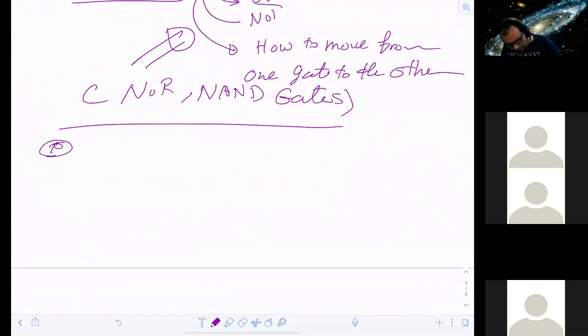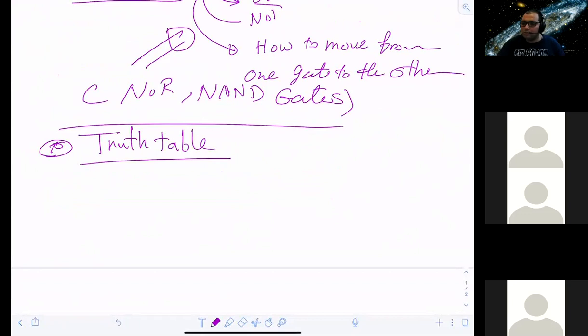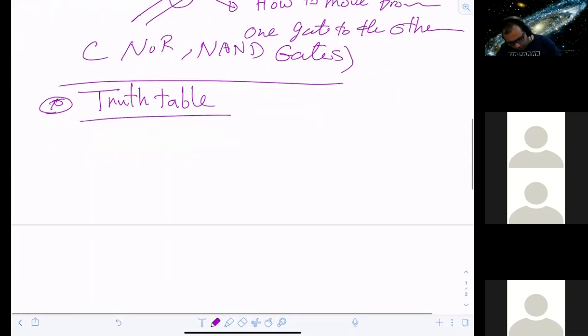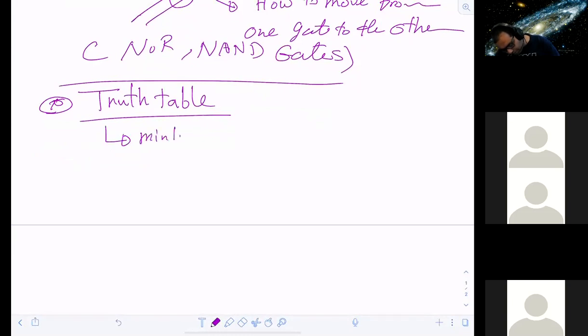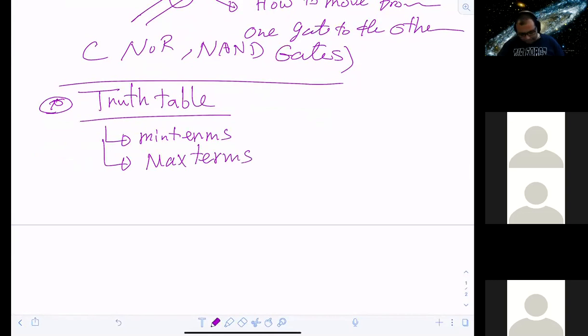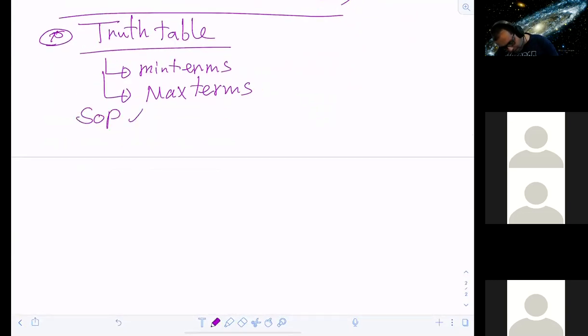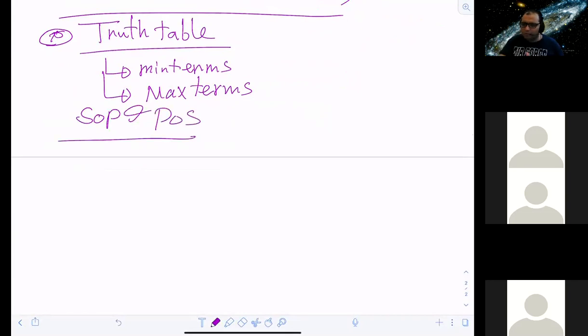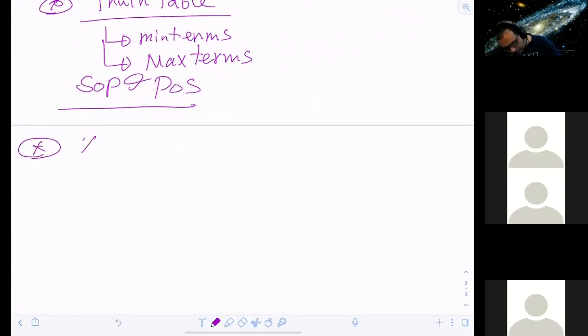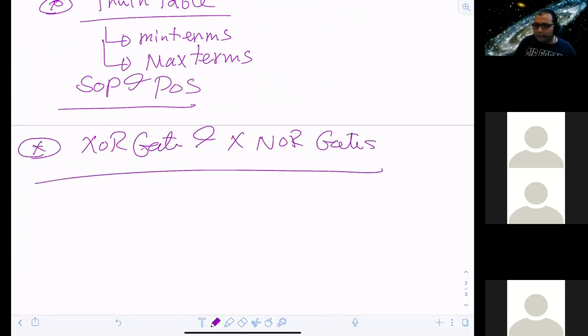And we also learned what a truth table is, right? And we use the truth table most likely. When we learned the truth table, we talked about the min terms and the max terms, right? Then we learned also the SOP and the POS, sum of products and product of sums. Then we extended the gates to have the XOR gate and XNOR gate. And we started building the equivalence using the NAND and NOR, right?